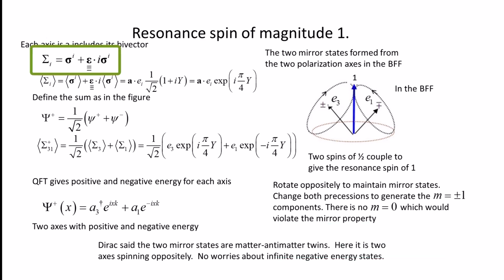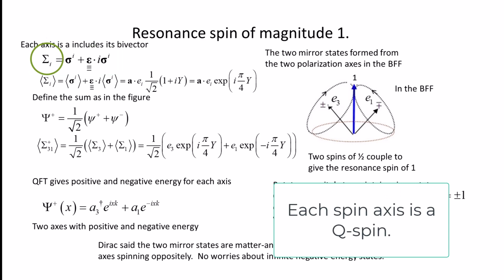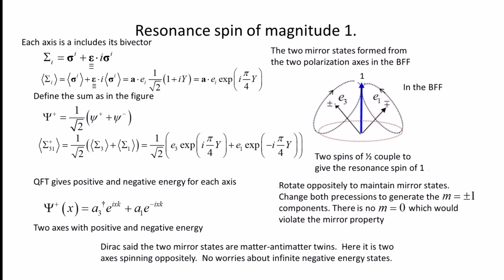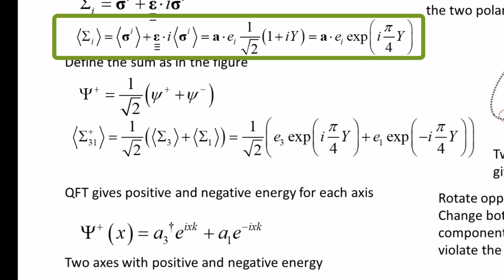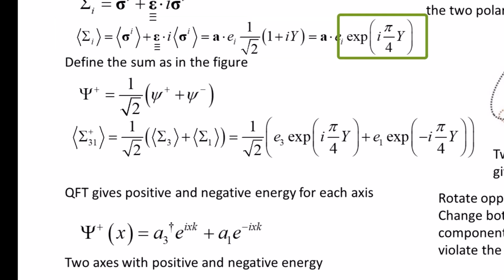Going back to expressing the spin dyadic in terms of the polarization and coherence, changes spin from always being in a polarized state of sigma to also having its complementary coherent term expressed by the bivector. Capital sigma denotes each spin axis as a q-spin. In this line, the expectation values are given, which are simple to work out. The result is in the body-fixed frame and gives the phase of pi over 4. Often properties are clearer from the body-fixed frame.